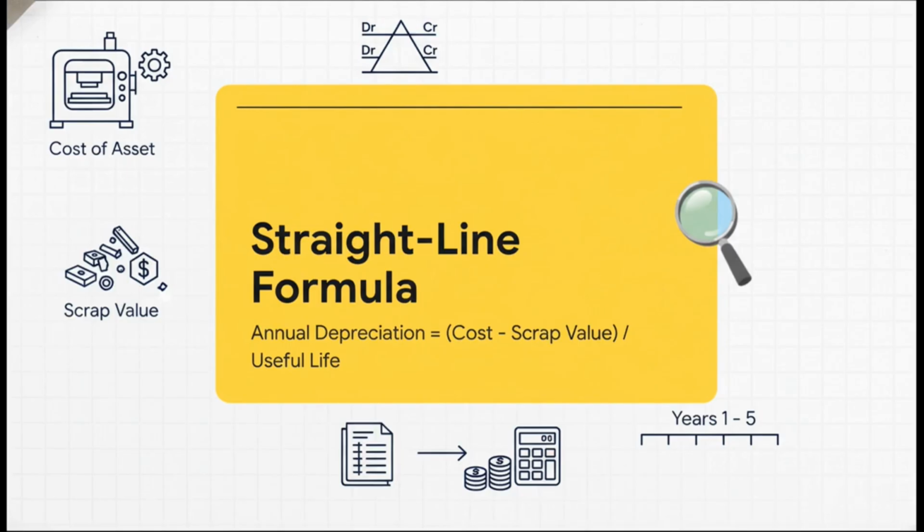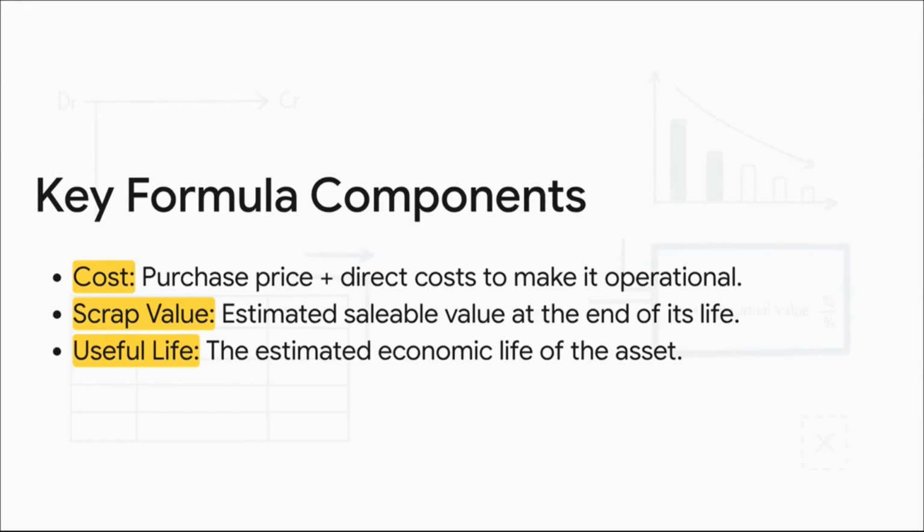But to use this correctly, we have to be super clear on what each of those three pieces actually means. Let's break them down. Cost isn't just the price tag. It includes every penny you spent to get that asset in place and ready to work, so things like delivery fees and installation charges count. Scrap value, you might also hear it called residual or salvage value, is just your best guess of what it'll be worth when you're done with it.